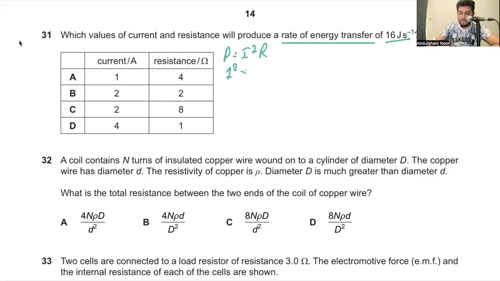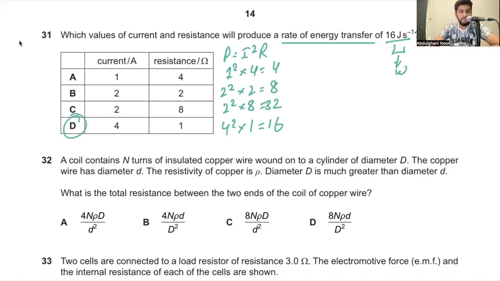So 1 squared into 4, and that is 4. 2 squared into 2, and that is 8. 2 squared into 8, and that is 32. 4 squared into 1, and that is 16. Which one gives you 16 joules per second or 16 watts? Watts. And the answer is D.